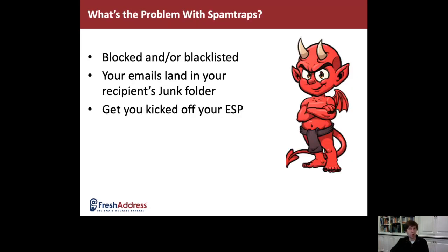Now, you don't want spam traps on your list for a big reason. Spam traps make you look like a spammer. So when you deploy to spam traps, you're going to end up in a bad situation. You might end up getting blocked or blacklisted because that email you sent is getting aggregated and you're looking like a bad sender. So they're saying, who sent that? What's the IP address they sent it from? What's the domain they sent it from? I'm going to block that.